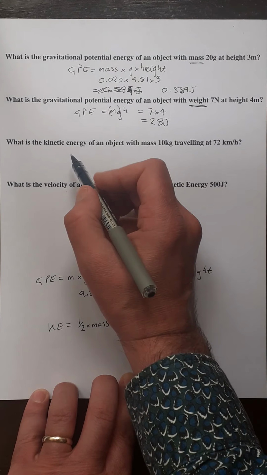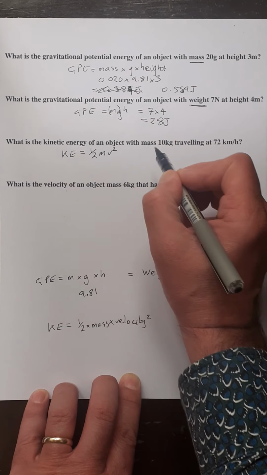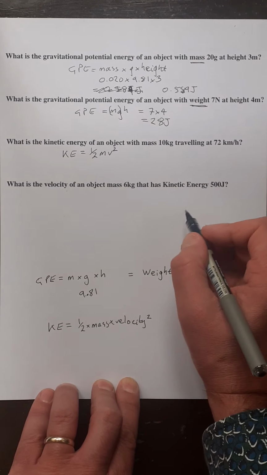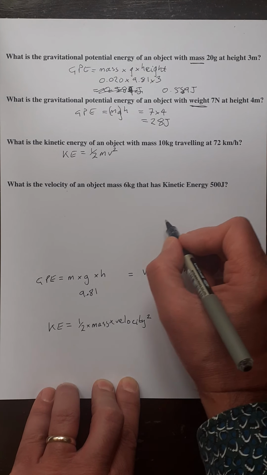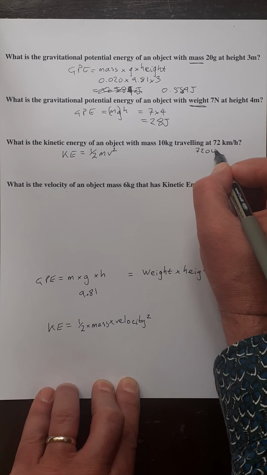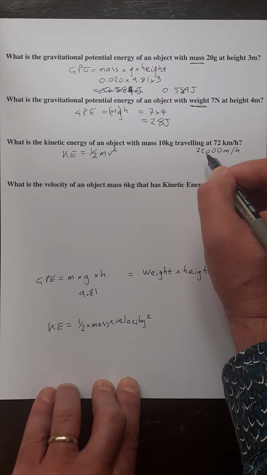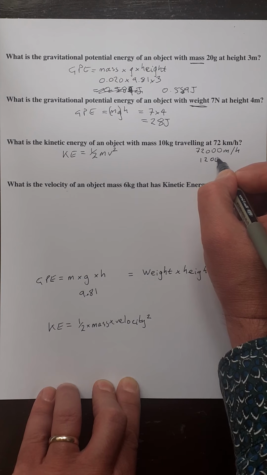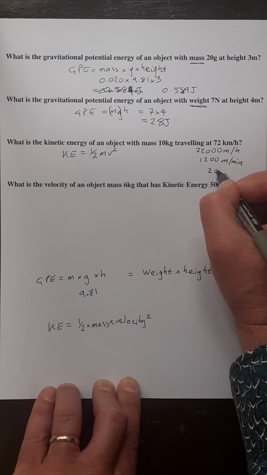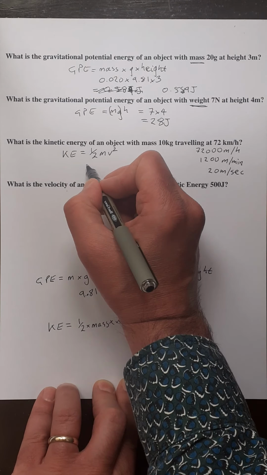Okay, right, next question. Kinetic energy, half mv squared. Well, this is travelling at 72 kilometers per hour, so I might be tempted just to substitute that in. I'm going to convert this to meters per second before I start. So I'm going to say 72 kilometers per hour is actually 72,000 meters per hour. And that means that it's 1,200 meters per minute, or 20 meters per second.